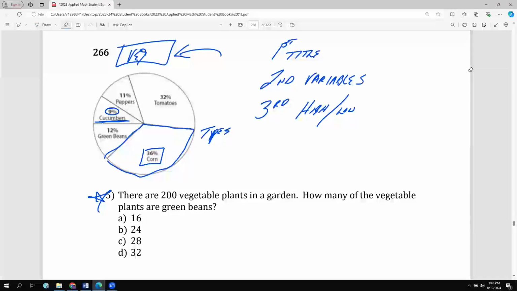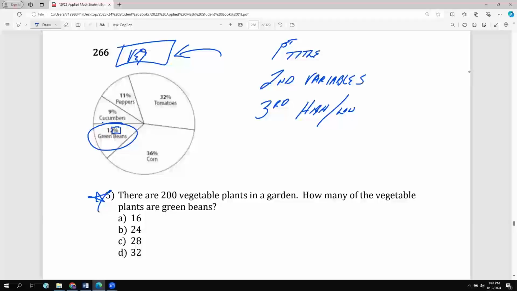All right, are you back? All right, let's answer this question. There are 200 plants in a garden. How many of the vegetable plants are green beans? So green beans is actually located right here. Now, again, you don't want to say, oh, it's 12. That's not the number 12. That is a percentage. And that is not how you do that.